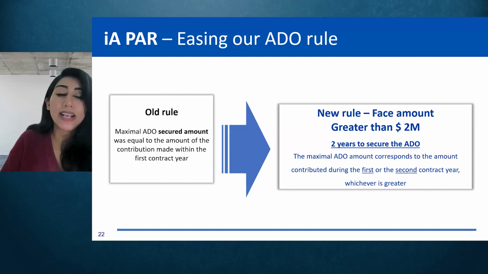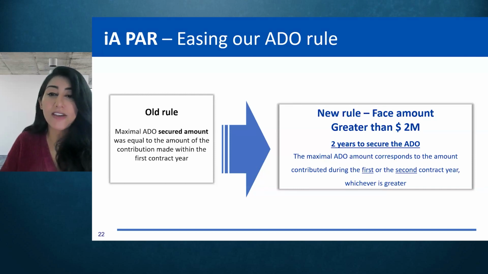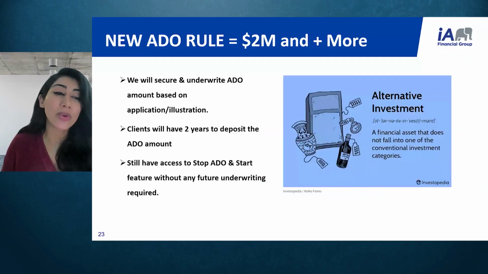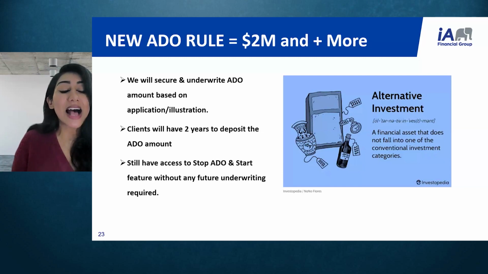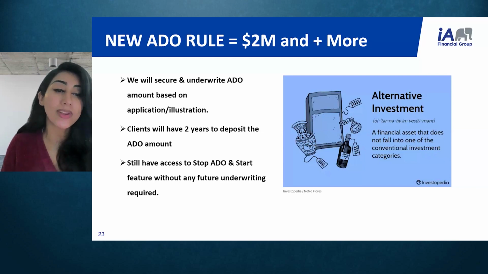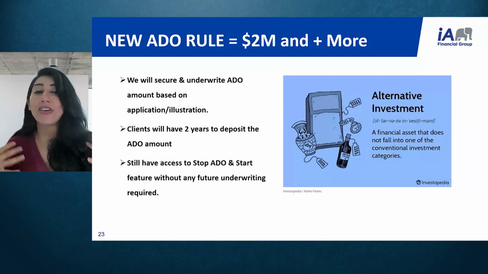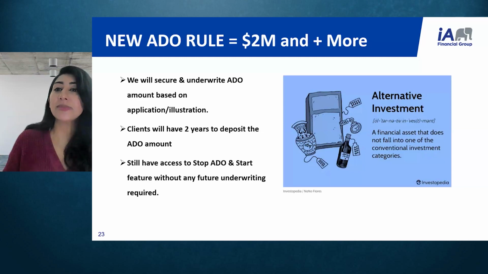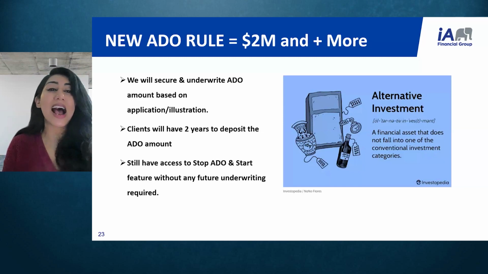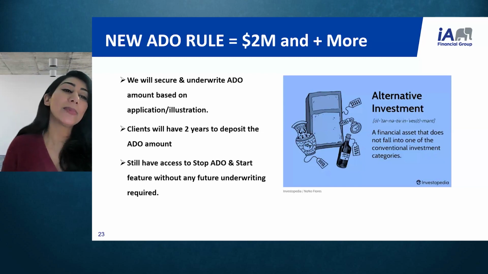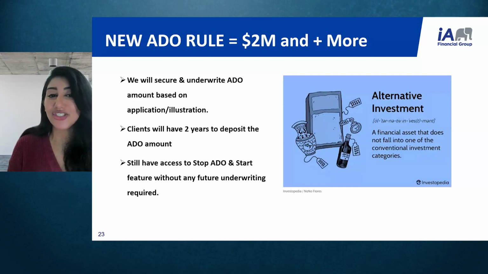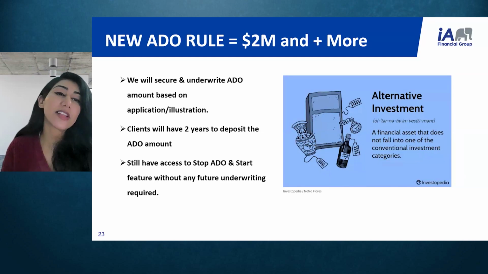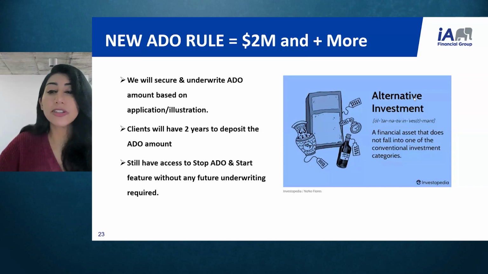when it comes to the additional deposit of that face amount, we will require it. However, now we give you up to 2 years to deposit that additional deposit amount, and you still have access to the stop and go feature without any underwriting. Again, this gives large cases and affluent business owners the flexibility and time horizon to have that deposit available and secure it based on their application and illustration. So again, we want to put the flexibility back in the client's hands and customize the illustration for them.